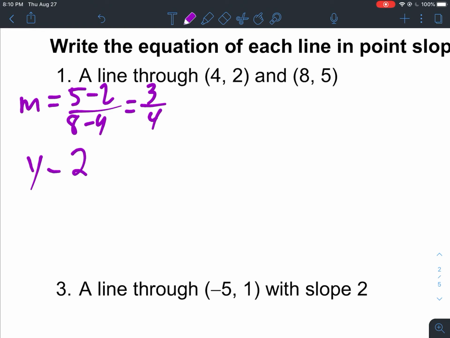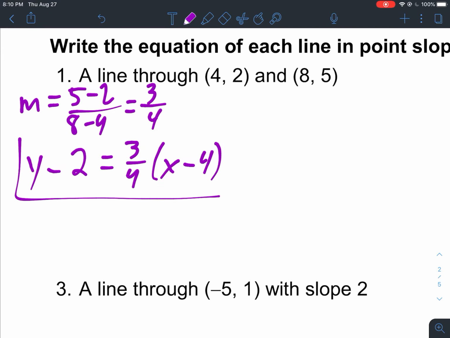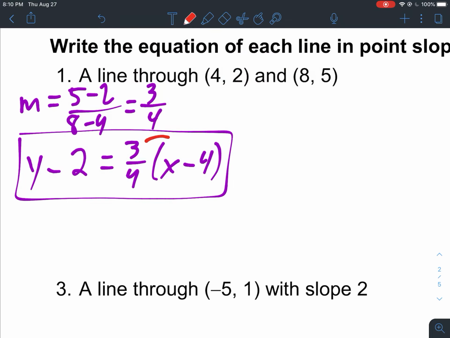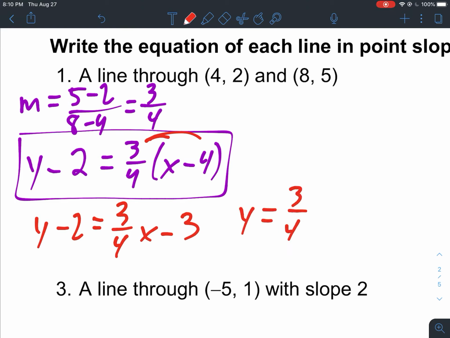So y minus the y coordinate equals slope times x minus the x coordinate. That's point-slope form. Now to convert that to slope-intercept, we're going to distribute the 3/4, and then add 2 to both sides. And that's slope-intercept form.